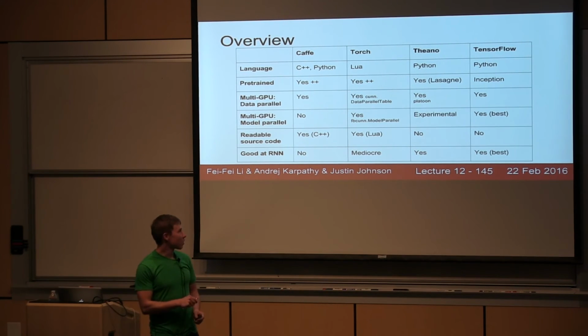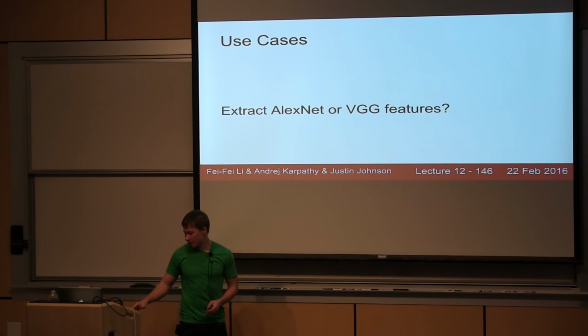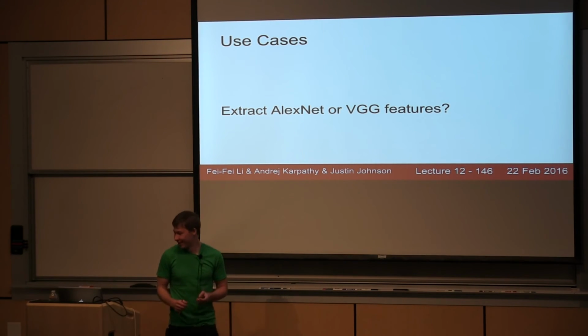OK, so I put together this quick comparison chart between the frameworks that I think covers some of the major bullet points that people care about. Talking about what language it is, whether they have pre-trained models, what kind of parallelism you have, how readable is the source code, and whether they're good at RNNs. So I had a couple use cases in, let's see, we've got, holy crap, we got through like 150 slides and we still have 2 minutes left.